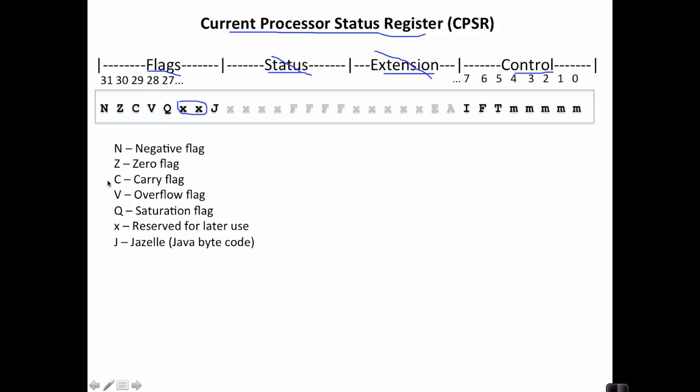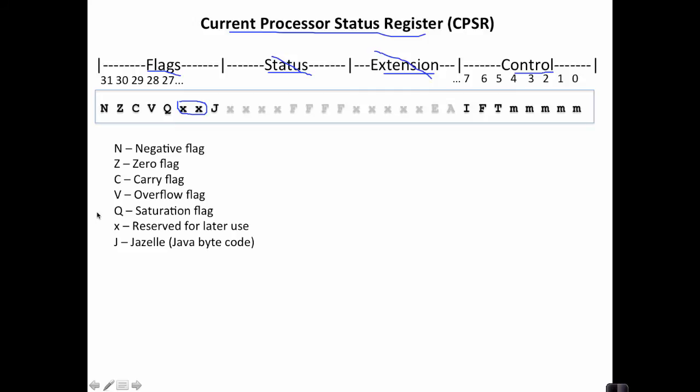The carry flag is for unsigned operations. When the unsigned operation results in a value that's too large to store in the register, the carry flag will be set. The overflow flag is for signed operations. It serves a similar purpose for signed operations. If the signed operation results in a negative value when it should have been positive, or a positive value when it should have been negative, then the overflow flag will be set.